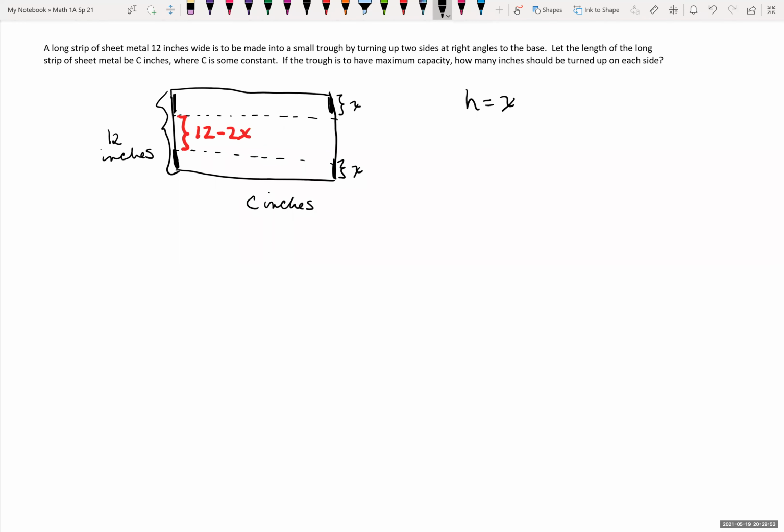So the base is 12 minus 2x. We're trying to maximize volume, and volume of this trough is equal to base times height times width or length.